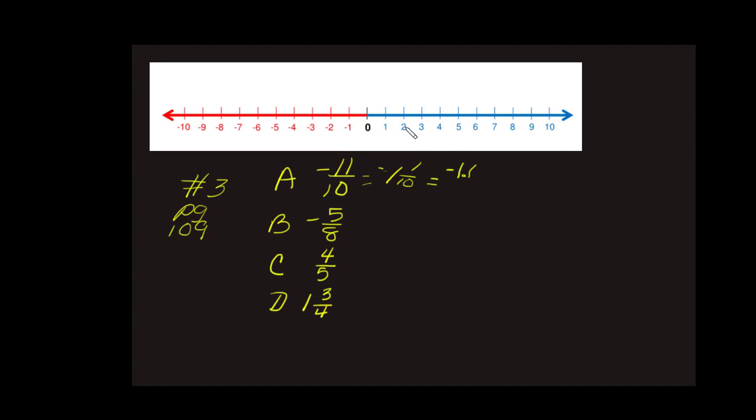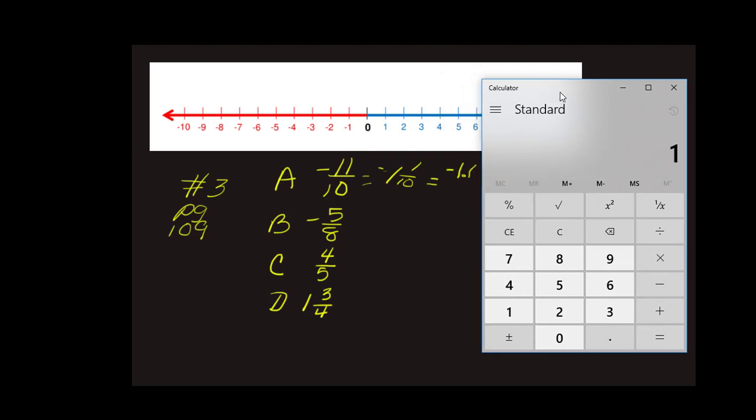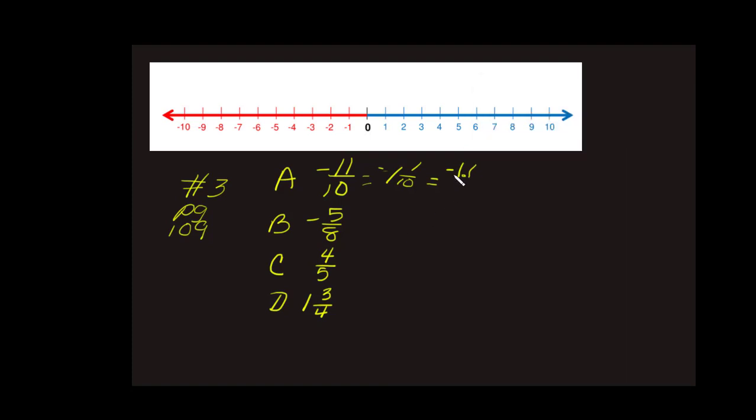But if you wanted to solve it using a calculator, I'll prove it to you that it works. You take 1, because 1 is your dividend. You divide it by your divisor, which is 10. And you should get 0.1. So I just proved it by using a calculator. So that's negative 1.1.